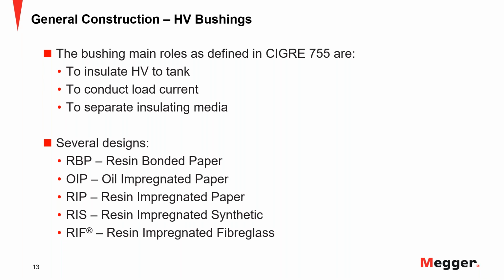And you can see, for example, we started with the RBP, which is the resin bonded paper type. And then we got into the OIP type of oil-impregnated paper, from OIP into RIP. And nowadays, we're trying to eliminate as much as possible the influence of mineral oil and sometimes of the paper, trying to reach greater hotspot temperatures, right? And we're getting into more systems like the RIS, which is basically replacing the paper for synthetic material.